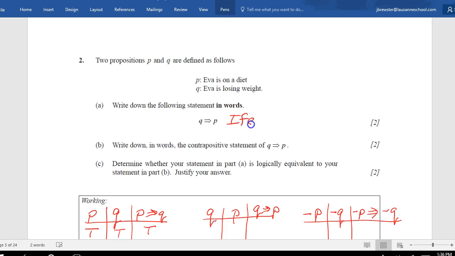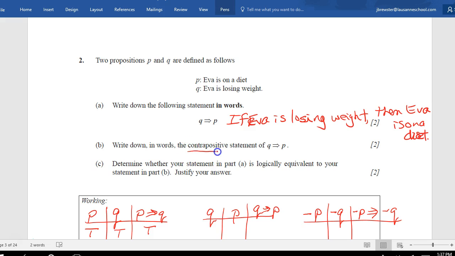If Eva is losing weight, that's the Q statement. If Eva is losing weight, then the P statement, then Eva is on a diet, or you can just say she's on a diet. And that is all you have to do for part A. That was pretty easy.